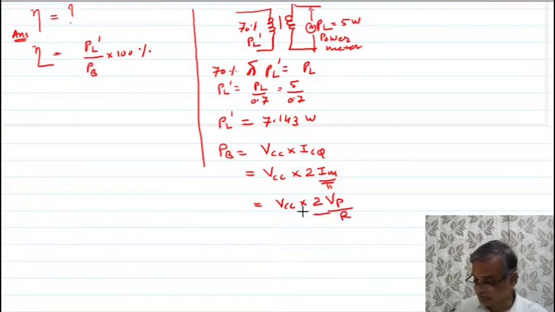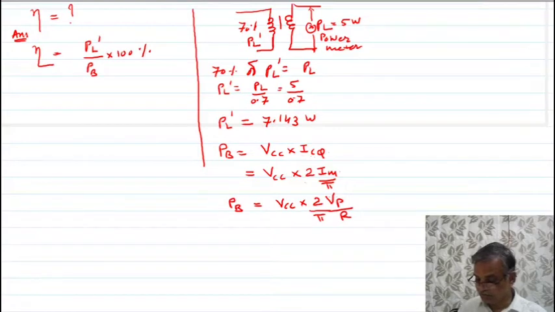So my equation of PB is nothing but VCC into ICQ. What is ICQ? It is the average value of the full wave rectified signal, which is given by 2Im upon pi. What is the maximum current? Maximum voltage upon resistance.